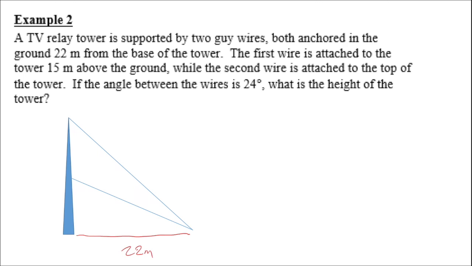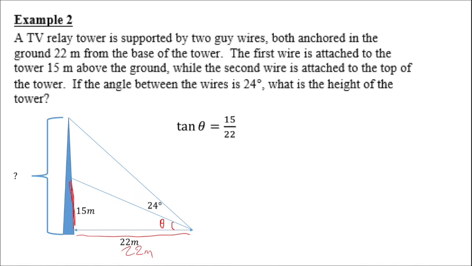The first wire is attached to the tower 15 meters above the ground. This is 22 meters. That's 15 meters from here to here. And the second wire is attached to the top of the tower. If the angle between the 2 wires is 24 degrees, what is the height?